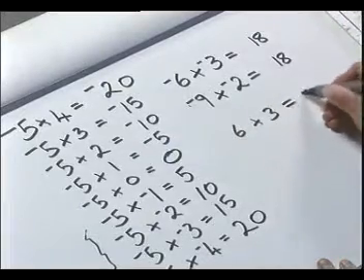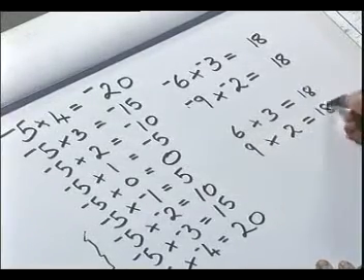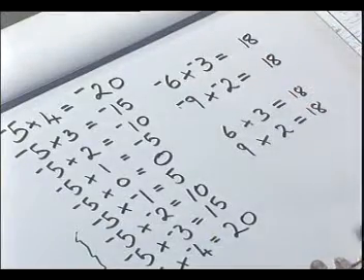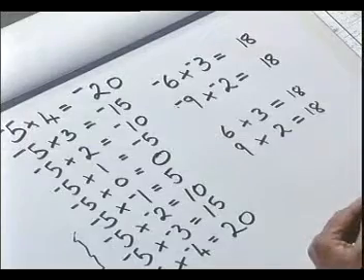But remember, where else did we get a positive answer? When you multiplied two positive numbers together. So if you multiplied 6 by 3, you'll get 18. And when you multiplied 9 by 2, you get 18. So when the signs are the same, then the answer will be positive, whether they are two negatives being multiplied together or two positive numbers being multiplied together.